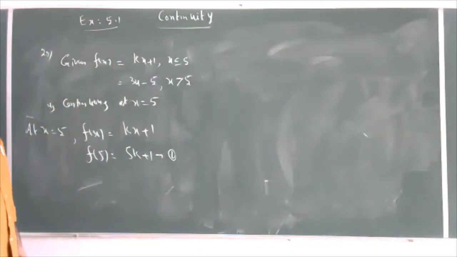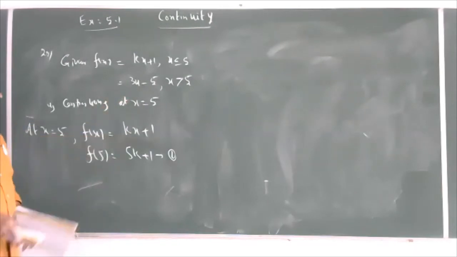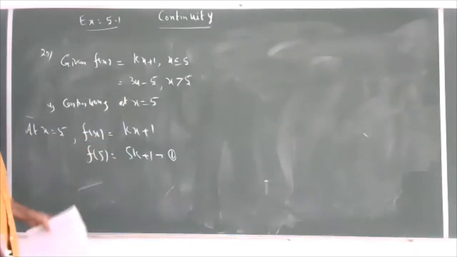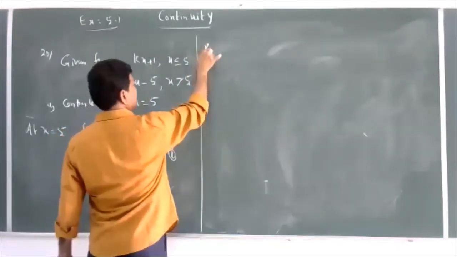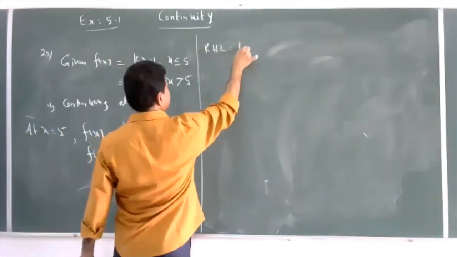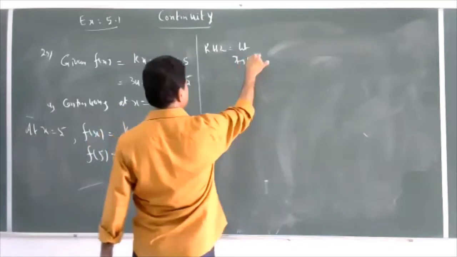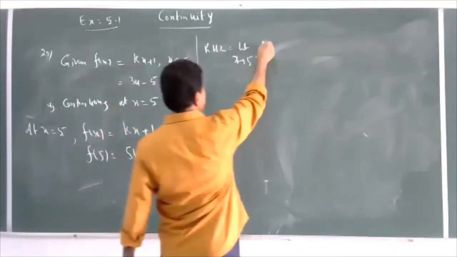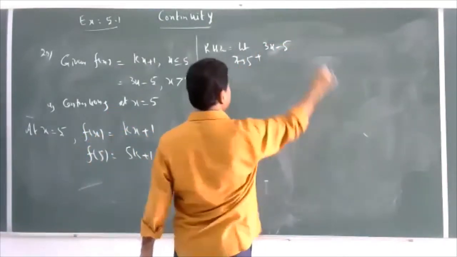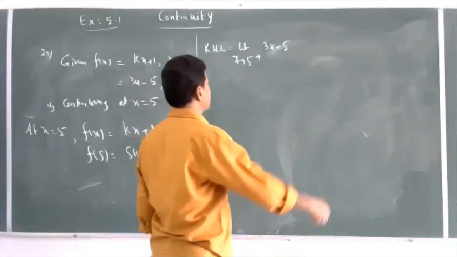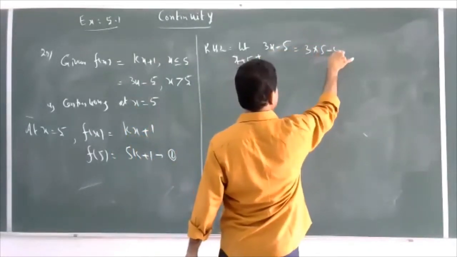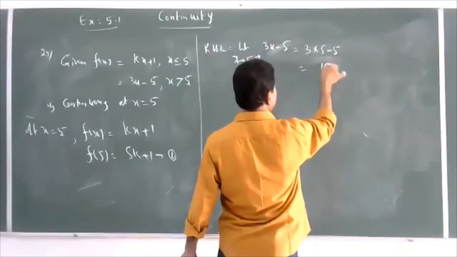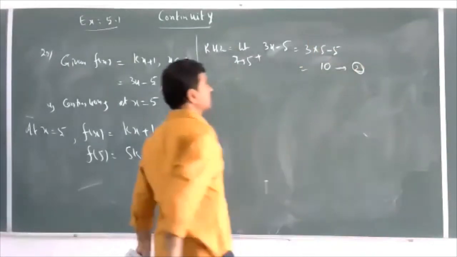5k plus 1, left limit also. We'll go for the right limit. Find the right limit value. Limit x tends to 5 plus, the function is 3x minus 5. Put x value 5: 3 into 5 minus 5, 15 minus 5, 10. Equation 2.